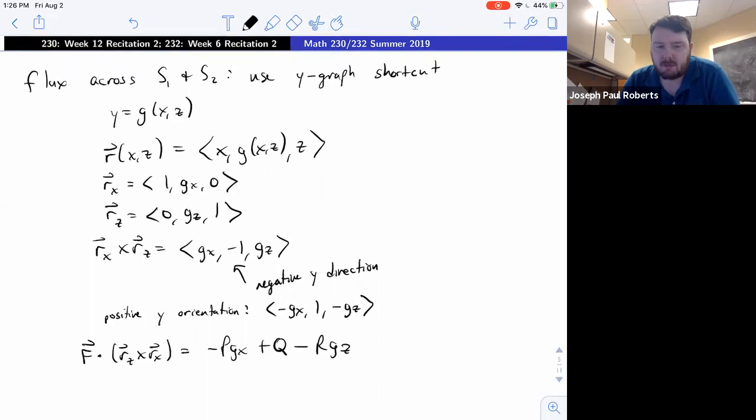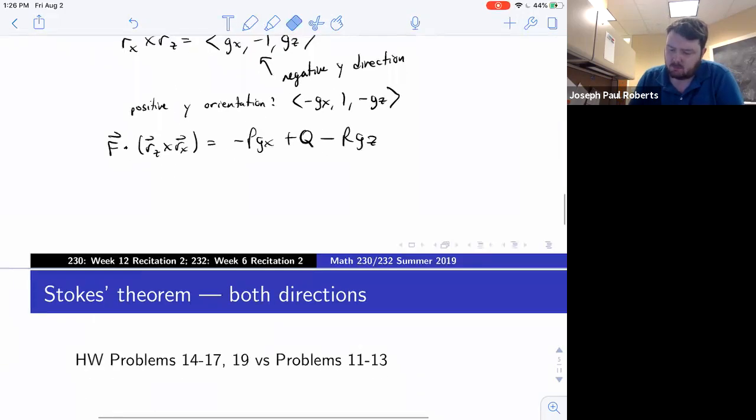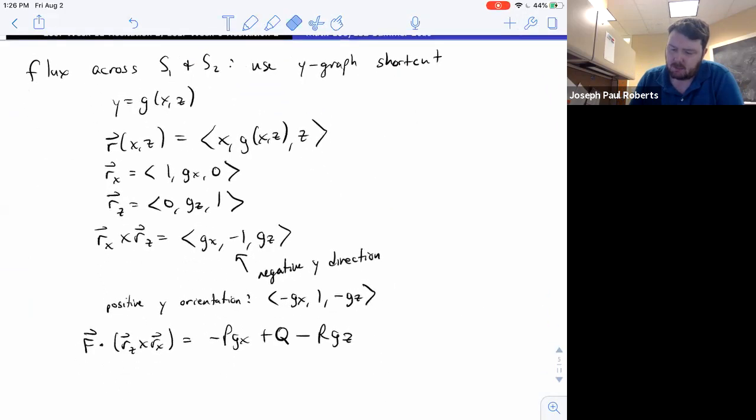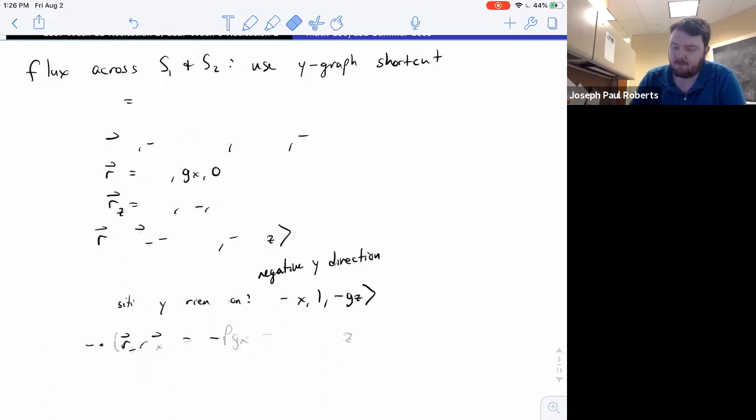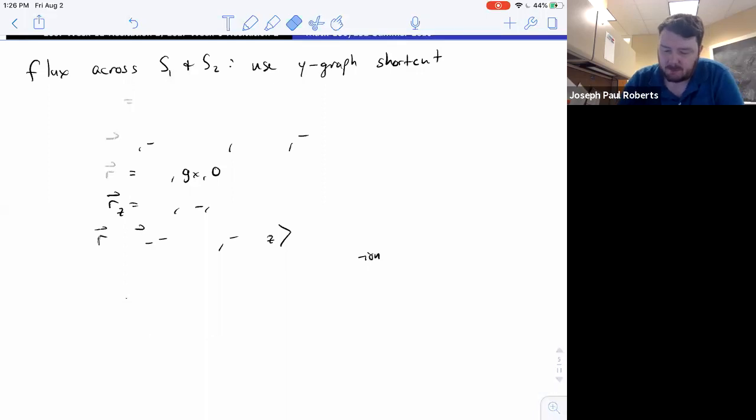So by going through and setting up this parametrization and doing this dot product, you get it. So I'm running out of space. I'm just going to write down the result and then show you how, if you memorize it from the Z-graph situation and alter it, it just makes perfect sense.